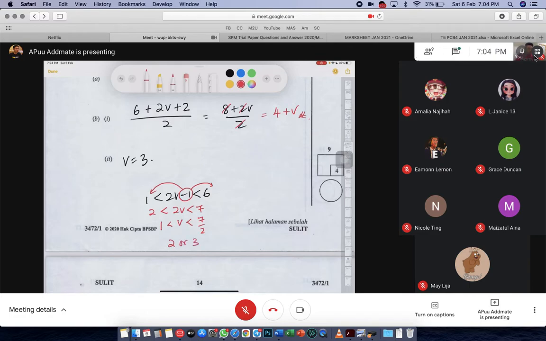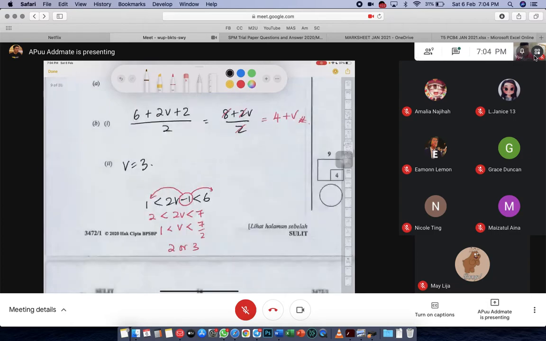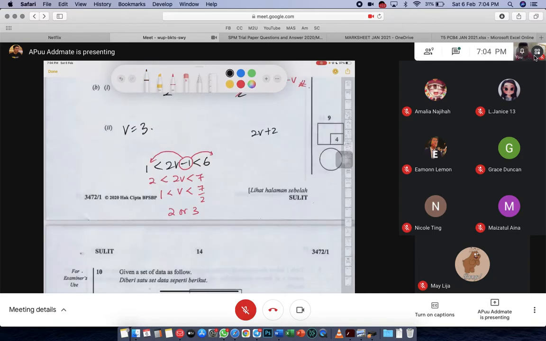Tapi yang ni bukan yang last. You cannot say it's 2, you cannot say it's 3 yet. Sebab dia ada satu lagi bahagian yang dekat tepi ni. You have one more part kat sini. This one. This part here. 2V plus 2. 2V plus 2 is in between 6 and 10. So kita kena buat satu lagi. 2V plus 2 is in between 6 and 10.